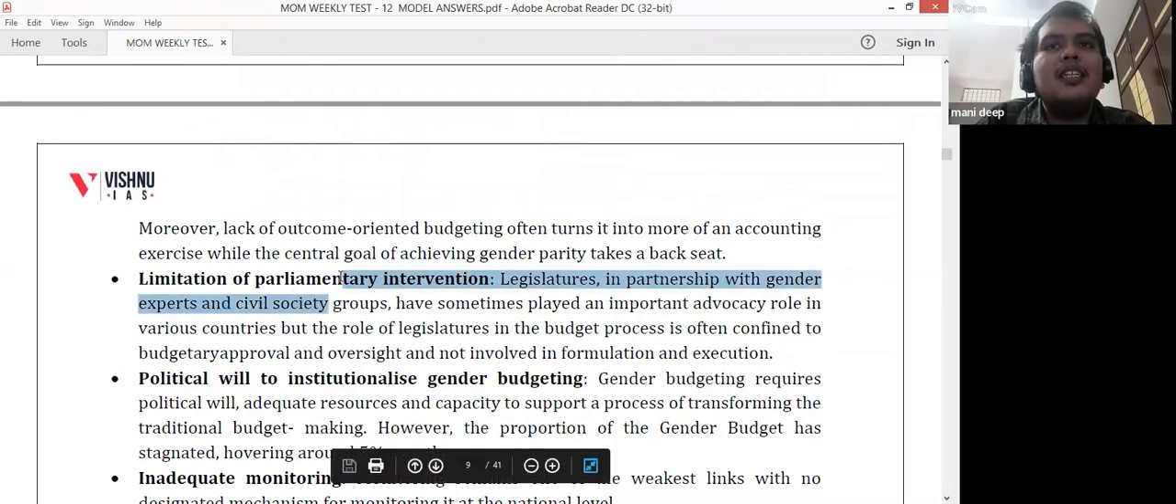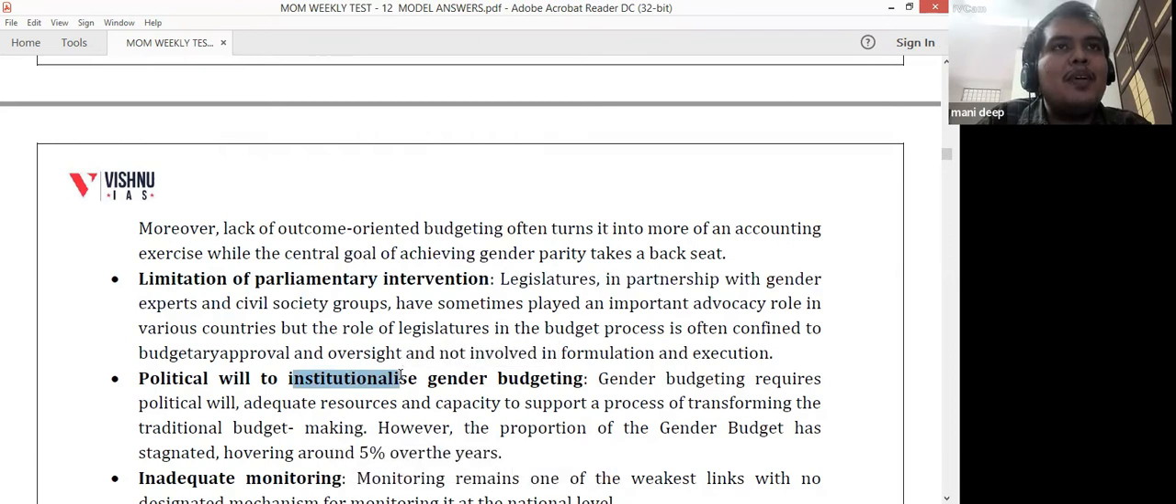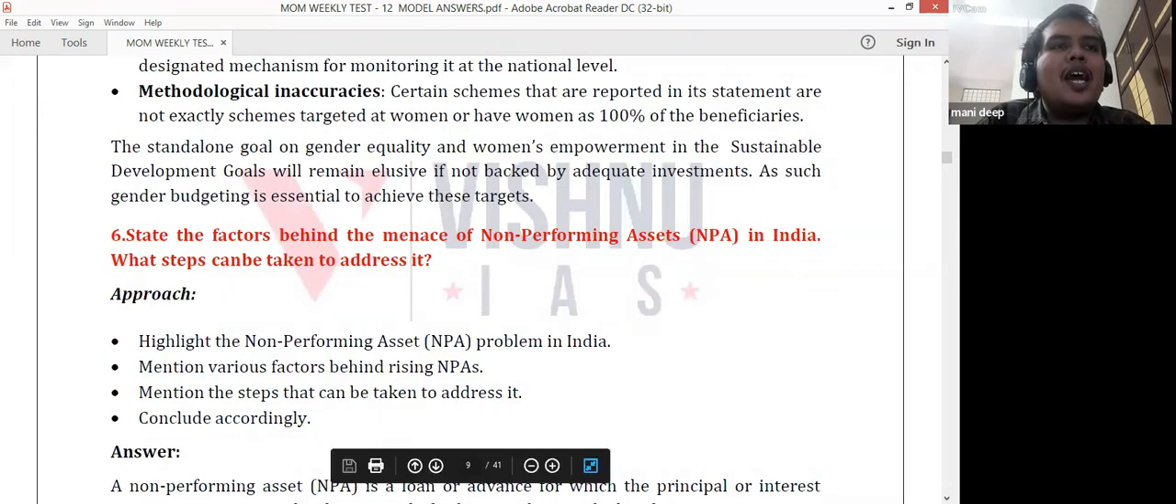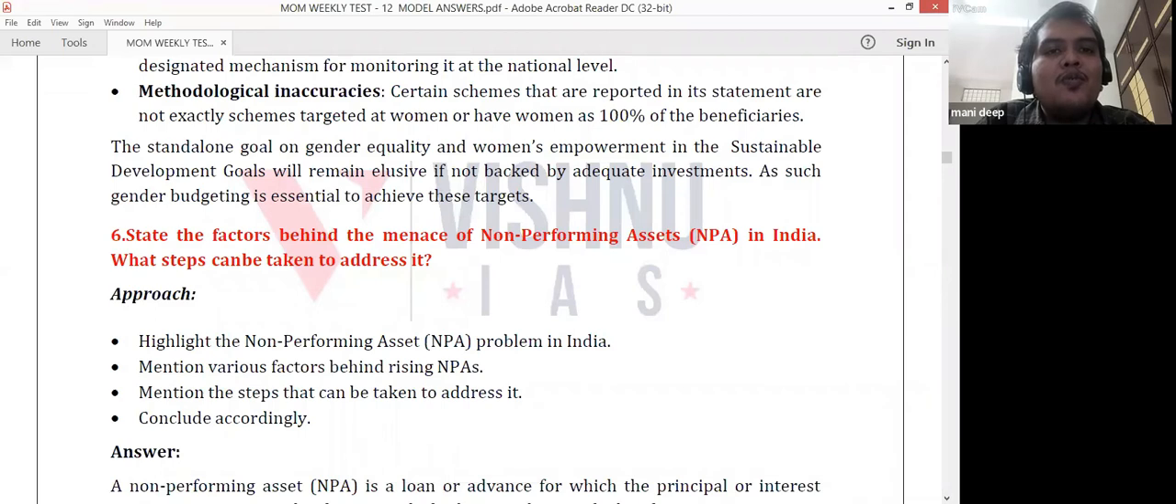Second is limitation of parliamentary intervention. Then there is nothing institutionalized. There is no system, and there are no people who are working on this. So there is no political will to institutionalize also. Then you can write about methodological inaccuracies, because most of the people are not aware or do not have the skill to bring in such programs in India.